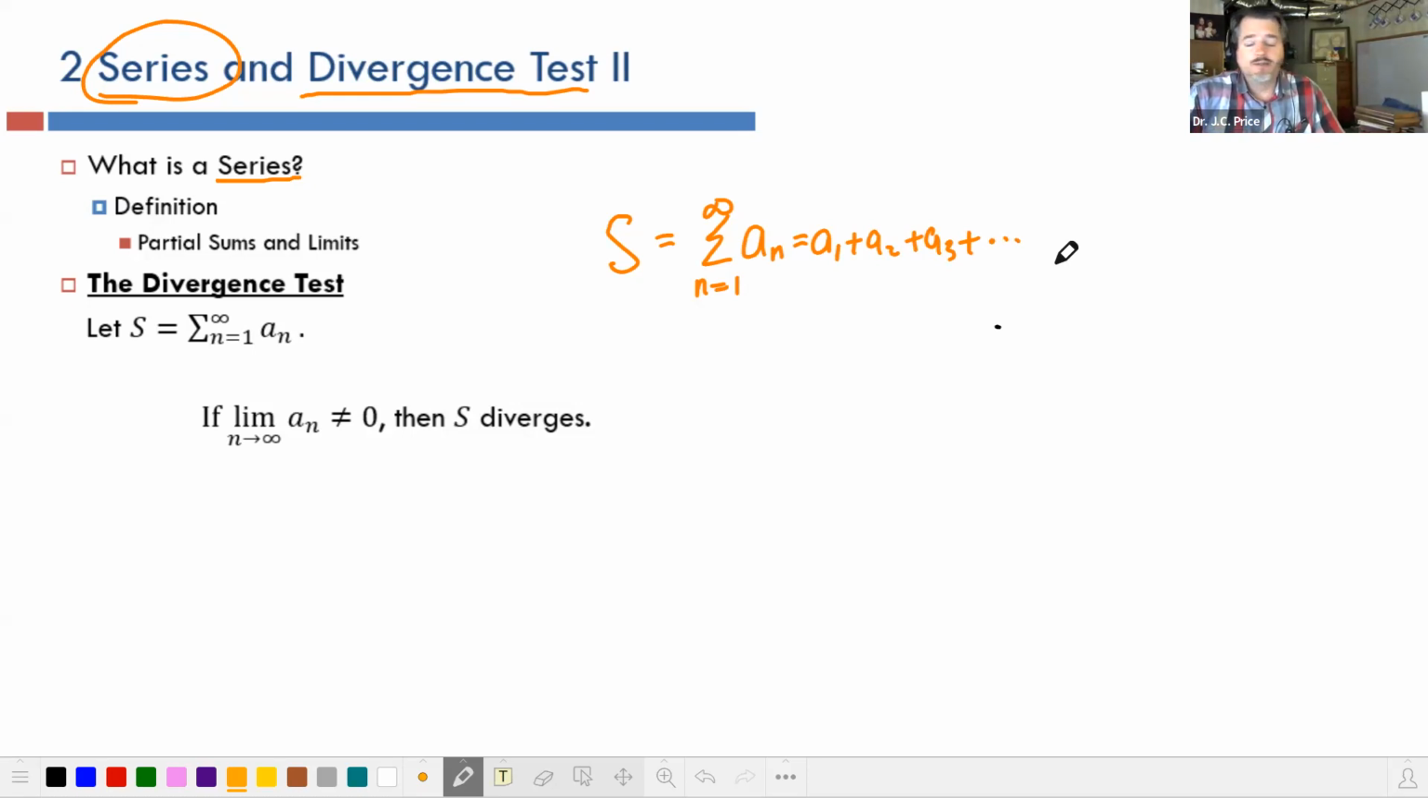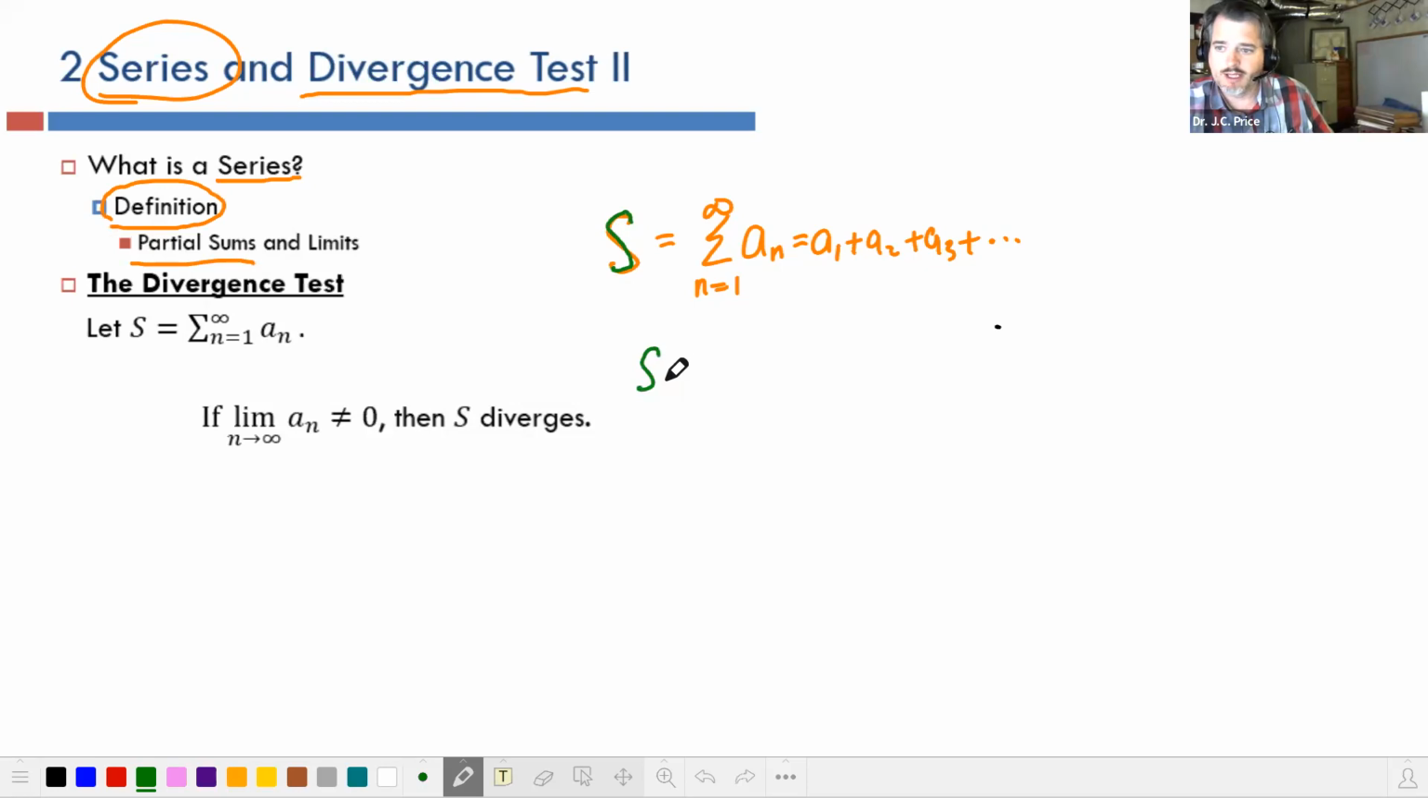And we've seen lots of different types of series now, I guess. We've seen geometric series and telescoping series, and then we talked a little bit about p-series. And so what we're going to do today is give a definition for convergence. To understand the definition of convergence for a series, we need to look at what are called the partial sums.